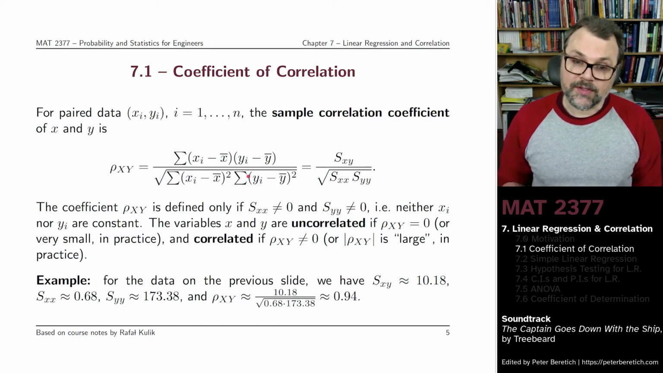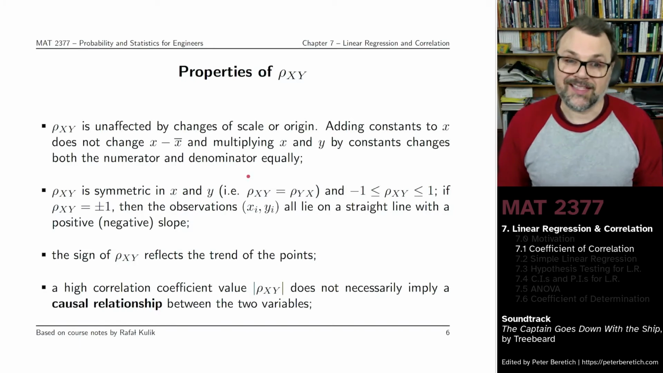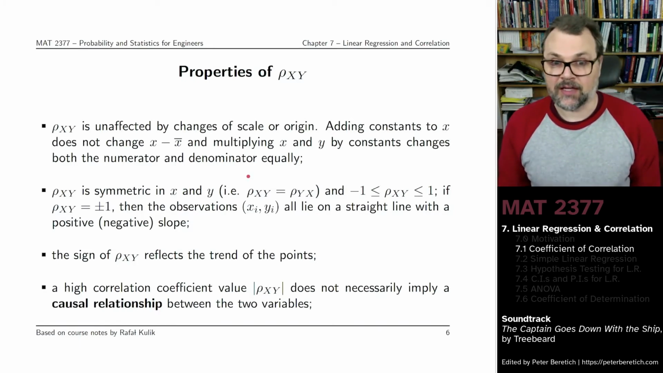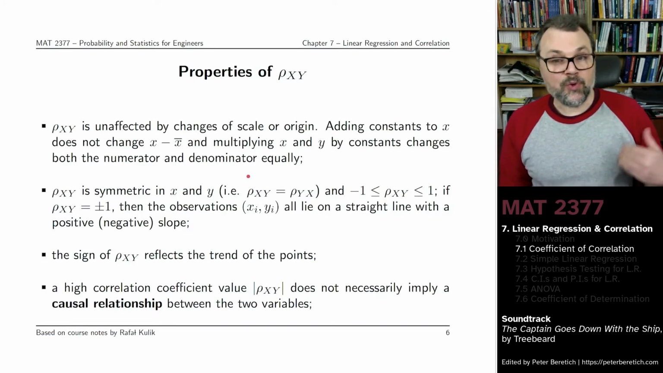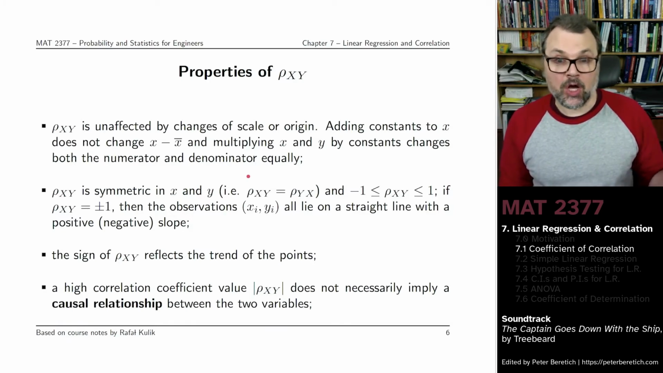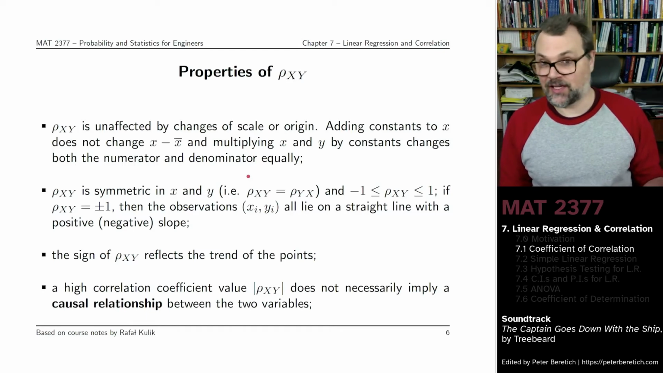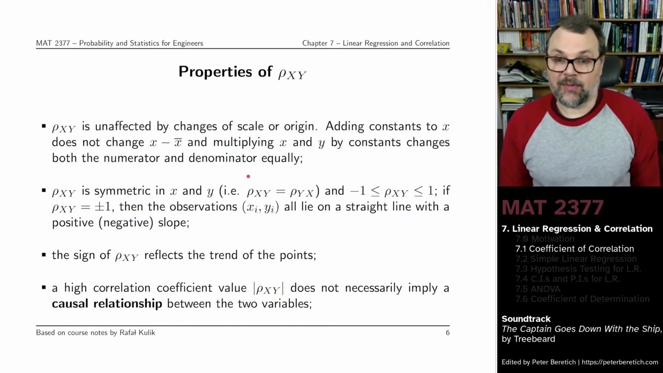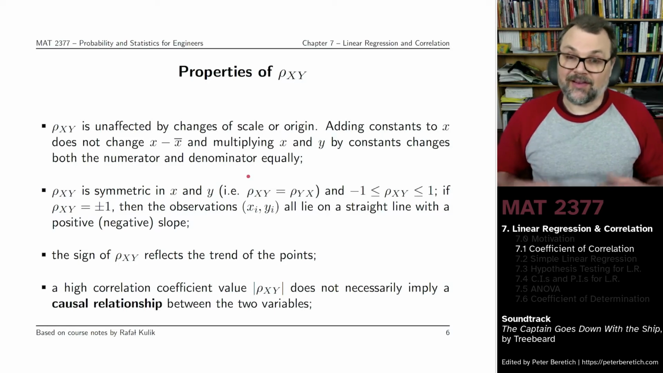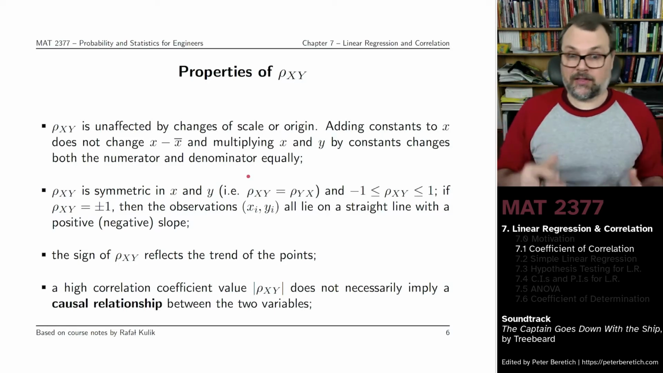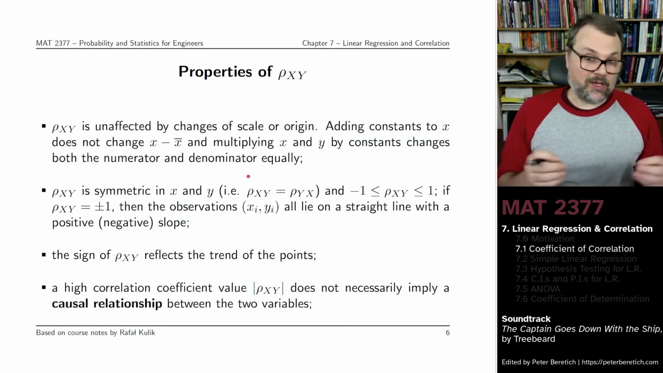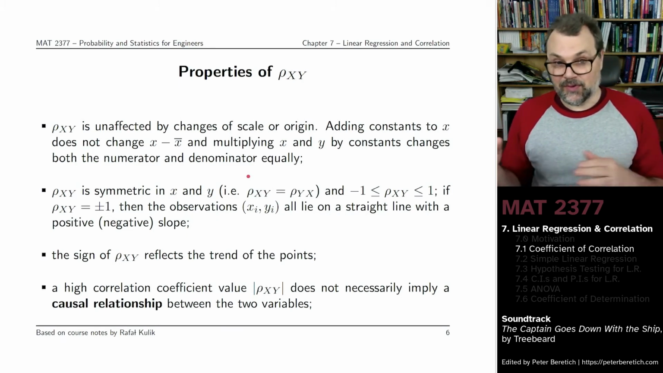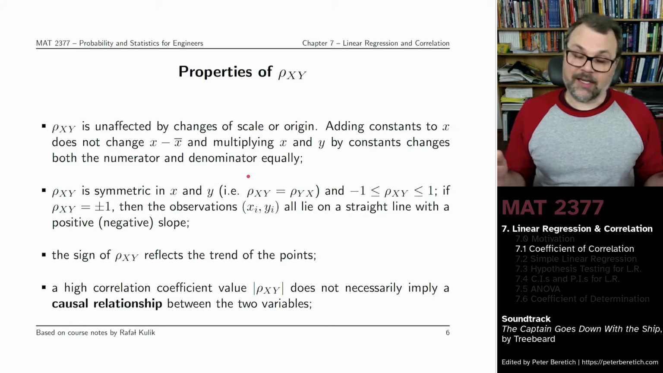One thing we'll notice is that the coefficient is unaffected by changes of scale or origin. If you add the same constant to all of your x measurements, that does not change the value of x minus x bar. Same thing with y minus y bar. And if you multiply x and y by some constant, well, that's going to change both the numerator and the denominator equally, so you can rescale the data, you can center it, and you're going to get the same coefficient of correlation.